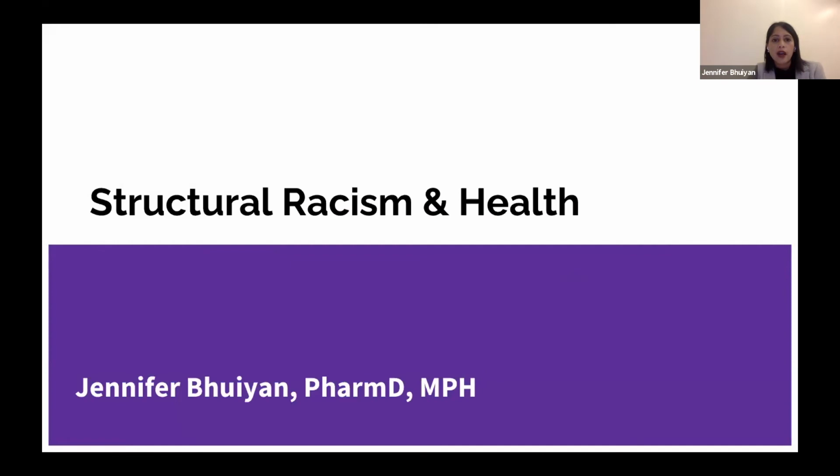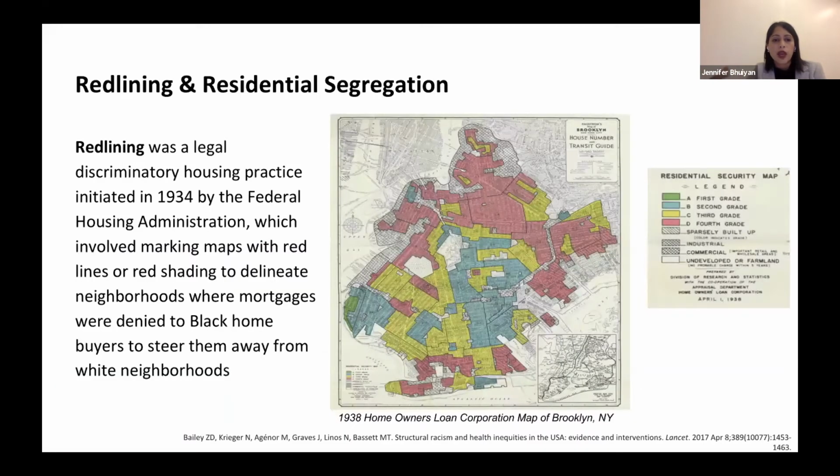Now that we've had an opportunity to define structural racism, I'd like to walk us through some examples of how structural racism impacts health. We can start with redlining. Redlining was a legal discriminatory housing practice that was initiated in the 1930s by the Federal Housing Administration. And it involved marking maps with red lines or red shading.